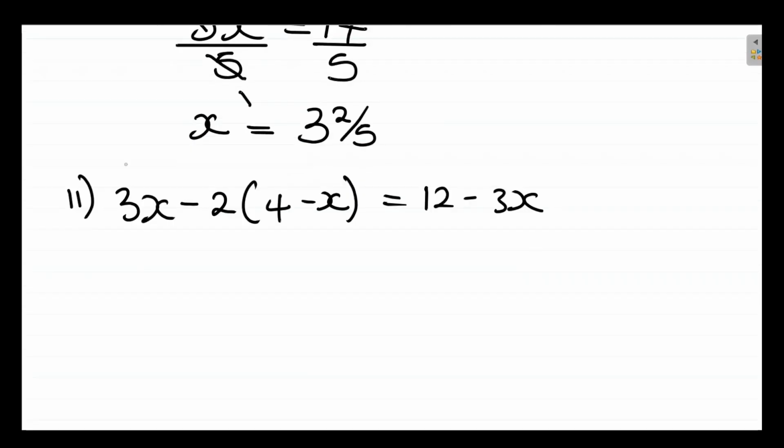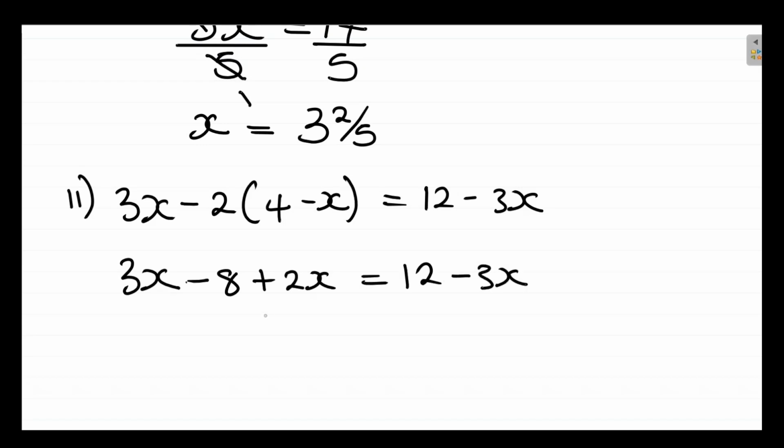Okay, welcome back. Now we have it that 3x minus 2 times 4 minus x is equal to 12 minus 3x. Now the first thing we do here also is to open up our bracket. So the equation becomes 3x minus 2 times 4 is minus 8, and minus 2 times minus x is plus 2x equal to 12 minus 3x. Now for my equation, we have 3x and 2x, and also we have minus 3x. So we can collect like terms.